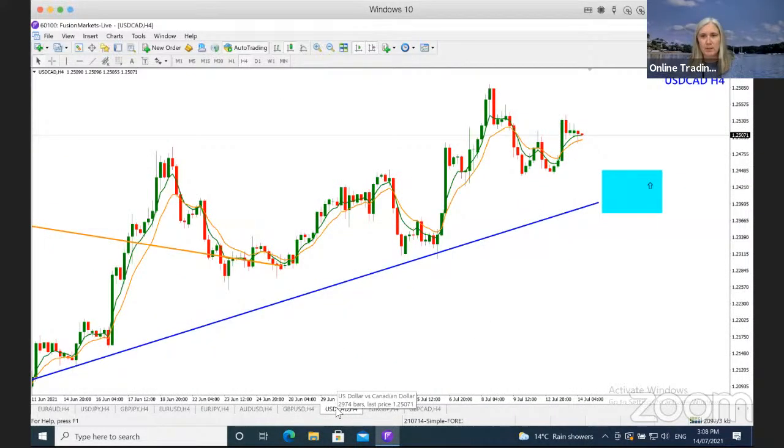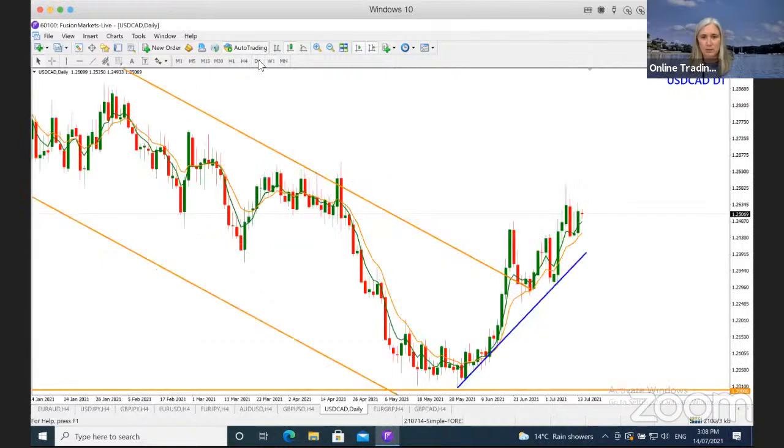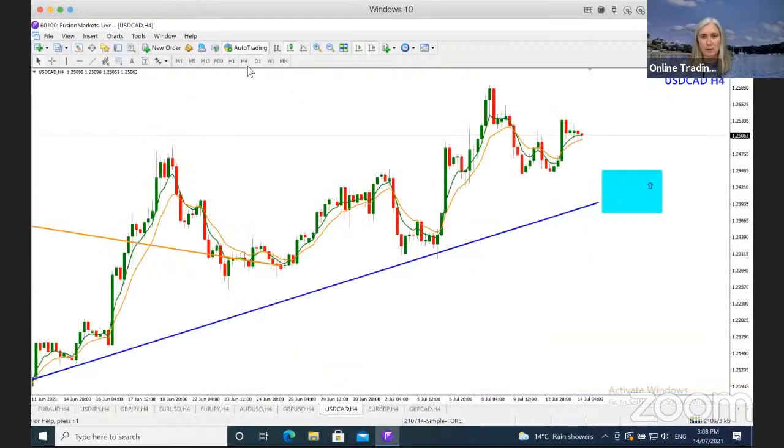Next currency pair is USDCAD. So USDCAD, I'm looking for long. So that has been coming down for quite some time. We now have a crossover on the weekly out of the channel, so looking for long opportunities now.